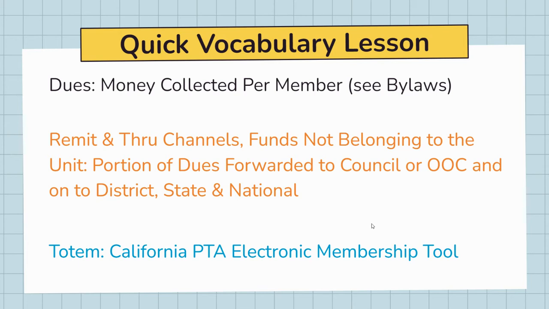As a membership chair, you'll hear the term remit and funds not belonging to a unit a lot. When a person joins PTA at your unit, they're joining your unit plus the council and district and state and national. And so a portion of what you collect goes to those PTAs as well. Each month, your financial team needs to forward or remit a portion of the dues listed in the bylaws to your council or district if you're out of council.